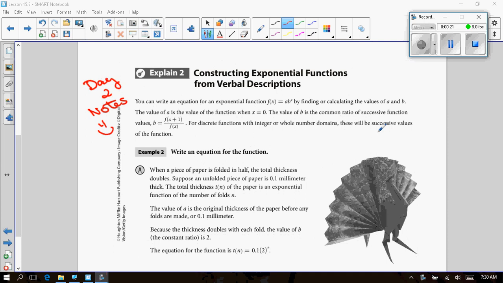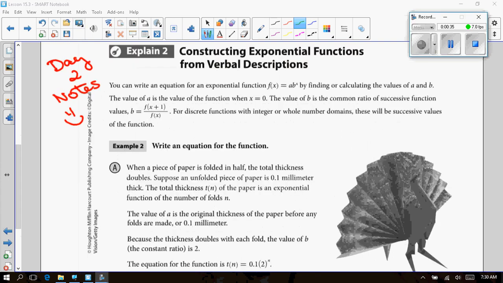So now we're going to take a story problem basically and do what we were doing yesterday. Okay, so just to make sure we're all on the same page and understand what's going on, let's zoom this in a little bit. It says that you can write an exponential function in a different format than what we have been doing the last few days. f of x is equal to a times b to the x power.